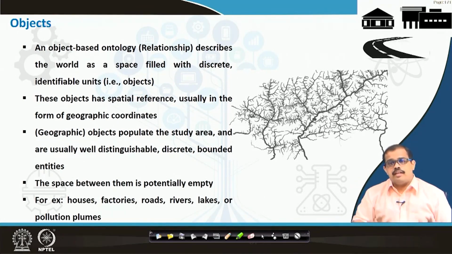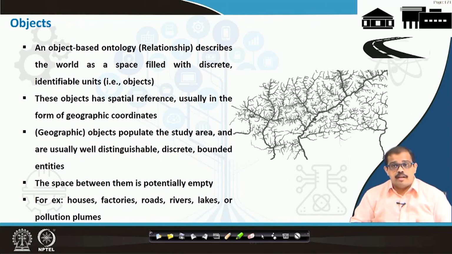Most importantly, geographic objects are quite distinguishable, so you can distinguish each and every object. For example, in this image you can distinguish this is a single storied house, whereas this is an industry next to the house. These two are discrete quantities, distinguishable and bounded entities. Now the space between them is potentially empty. That is what we mean by discrete.